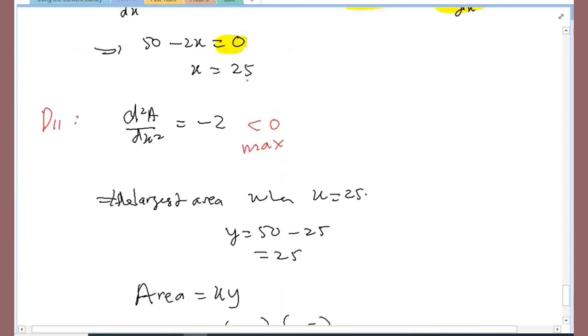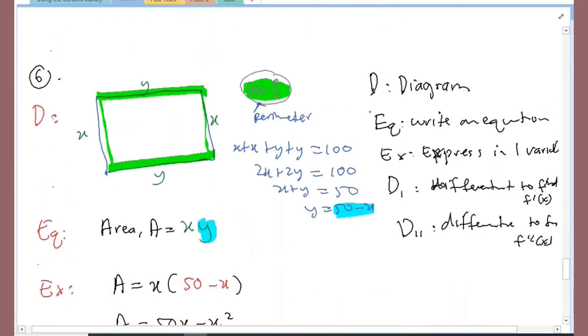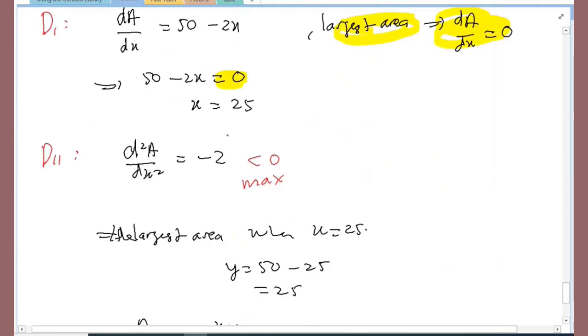Using the steps: draw the diagram, find the equation. Let's say it is about volume maximum, then this one is volume. Now we're talking about area. Change it into a single variable. Differentiate the first time to find the extremum, minimum or maximum, and the second time to confirm the value gives the largest answer. It is just to confirm. Okay, that was number 6.